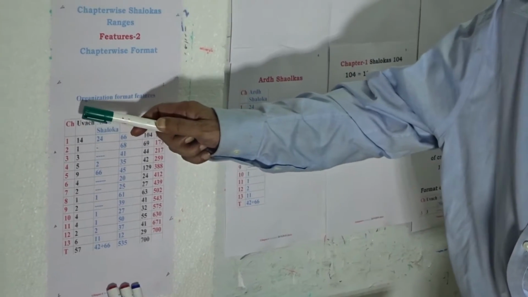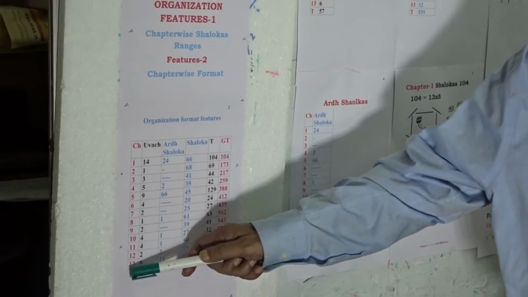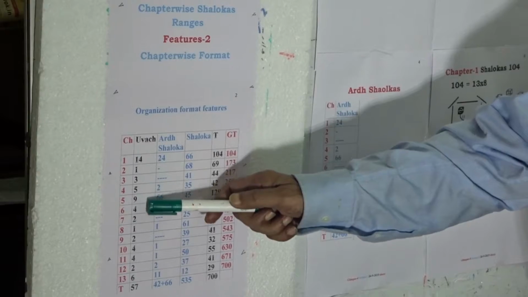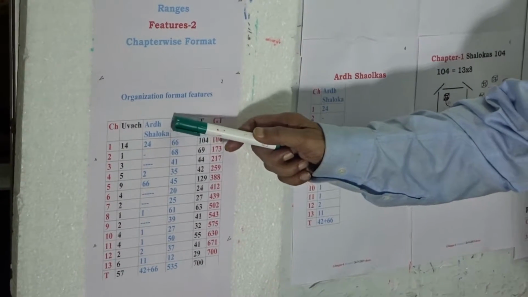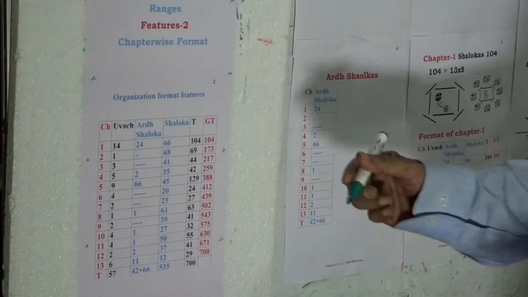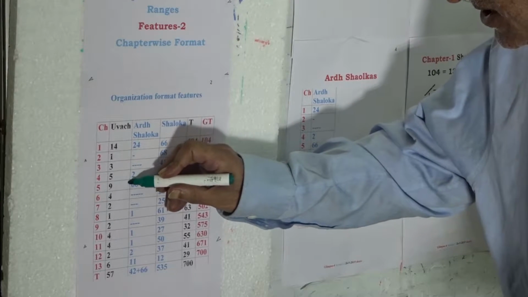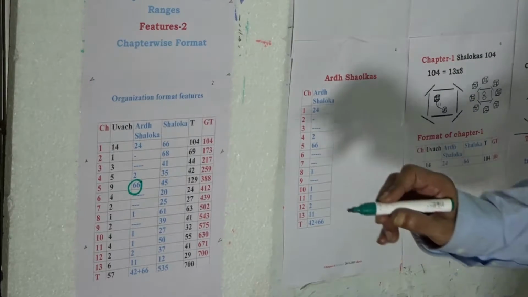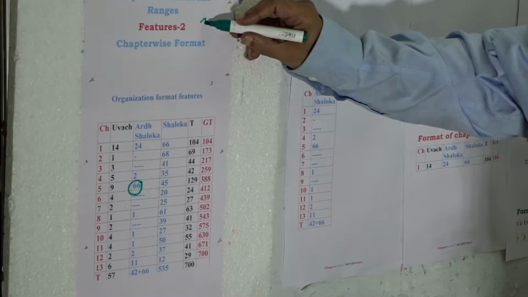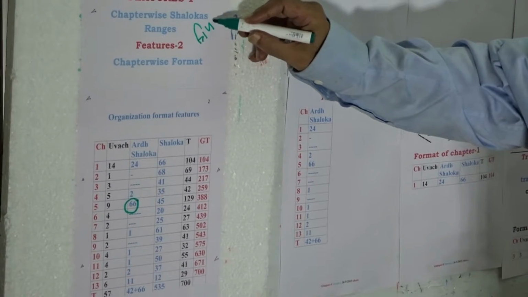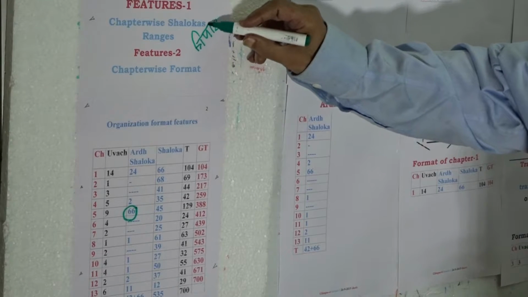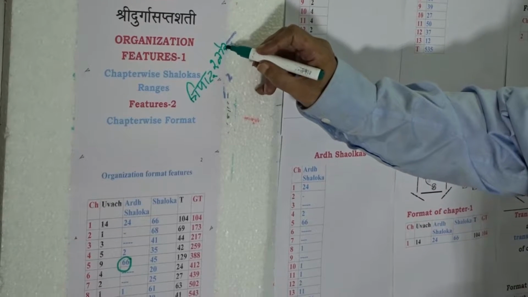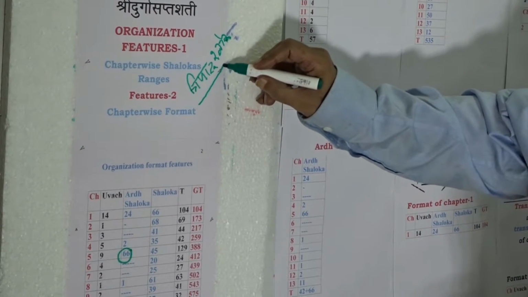Sheet 2, in column 1, gives the serial numbers as the numbers of the chapters. Column 2 is the enlistment of uvachas. Column 3 is of ardha shlokas. However, the number 66 mentioned in this column is in fact three-pada shlokas. So this in fact is an independent category.